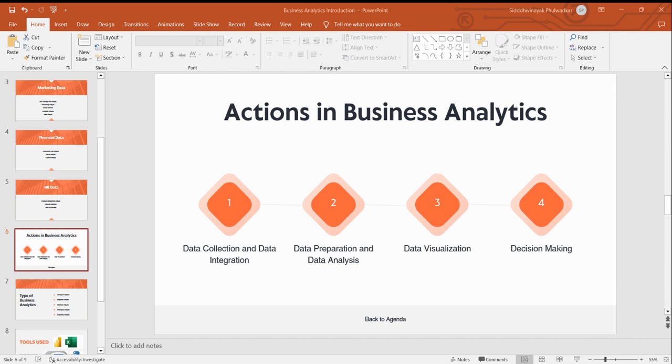So this is the first step, where we are collecting data, integrating data, and storing it in the data centers. After that, the second step is when the actual process of the business analyst or the data analyst starts. What they do is first extract the data that was collected from the data centers. They start data preparation.